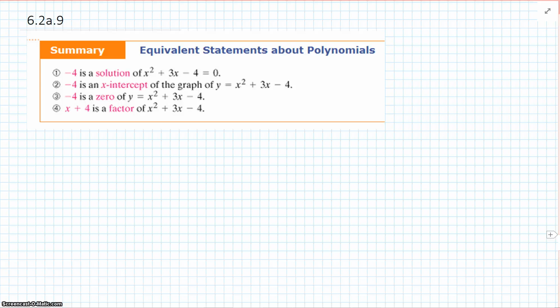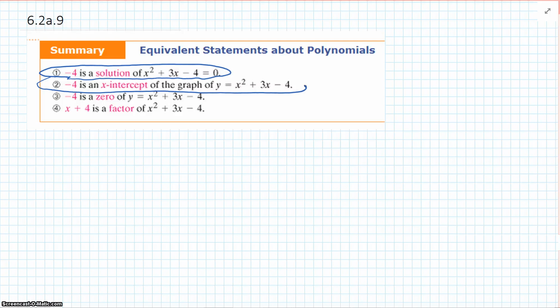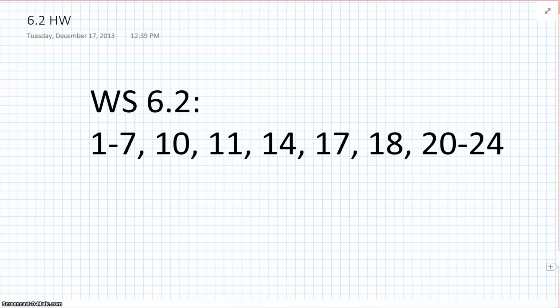So, equivalent statements about polynomials. Example is this. Negative 4 is a solution of this. So negative 4 is an x-intercept of this. Negative 4 is a zero of this. And we know x plus 4 is a factor. So once we know a root, once we know a zero, all those are true. Once we know negative 4 is a solution, it is an x-intercept, it is a zero, and x minus that is a factor. It's good stuff to know. All right, that concludes 6.2.